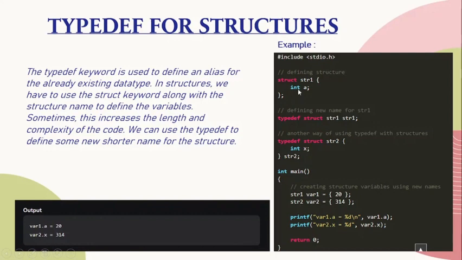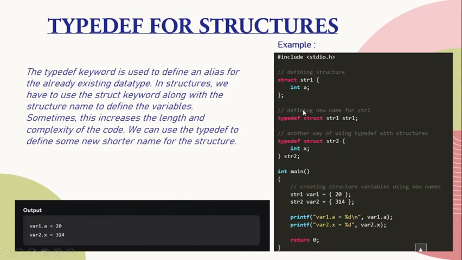Every time we have to use the structure str1, we have to use the keyword struct and str1, then the structure variable. Instead of this, we are renaming the whole structure to str1 here, using the keywords typedef struct str1. So the whole struct str1 is renamed to str1. Another structure is directly renamed to str2 using typedef struct str2.